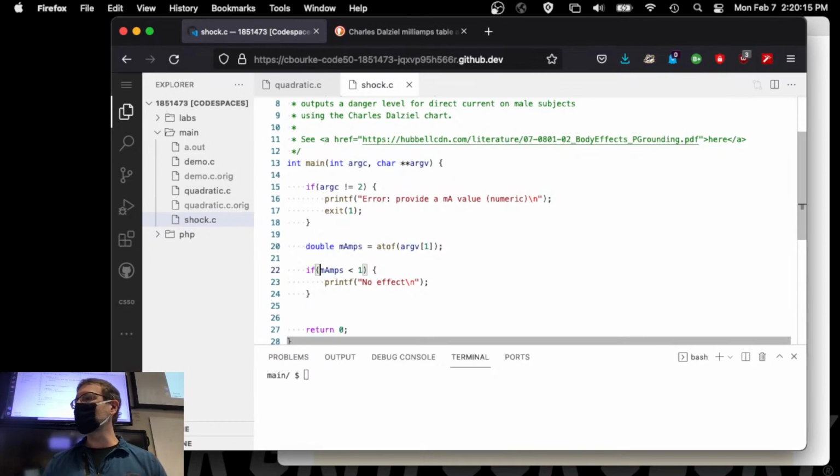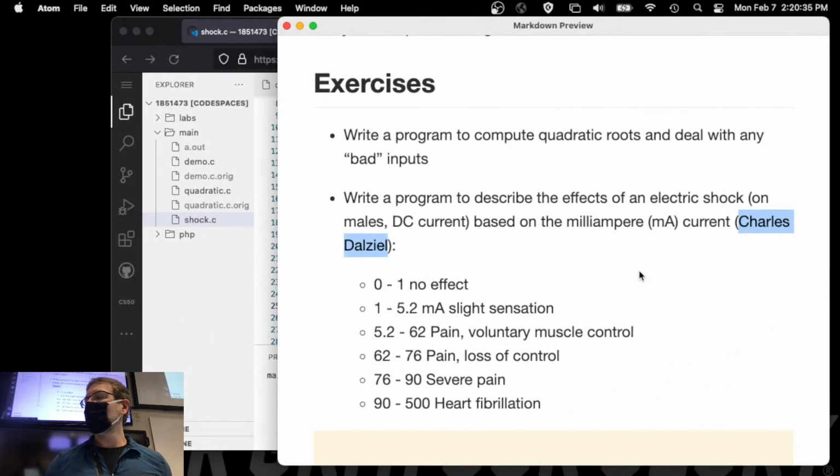So between 0 and 1, 0 is less than or equal to mamps, and this, I'm doing a proper range. If it is equal to 0, or if it's greater than 0 but strictly less than 1, then it'll have no effect. What happens at 1? I intentionally left this ambiguous. What happens at 1? Is there no effect, or is there a slight sensation? Yes. So I should have printed out both. There's no effect, but there is a slight sensation.